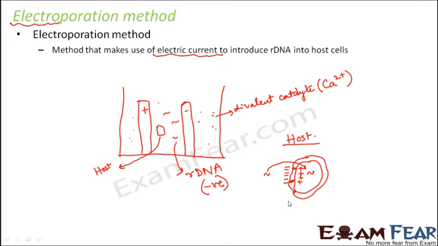So this is how recombinant DNA is pushed inside the host cell with the help of electric current, and that is why it is called the electroporation method. Electro from electric current and poration from pores, because under the influence of electric current, the recombinant DNA enters inside through the pores present on the cell membrane. So this is all about the electroporation method.